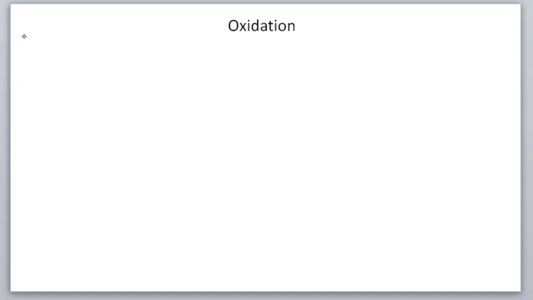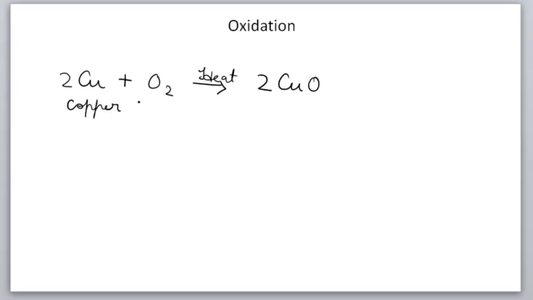First, let's begin with the oxidation reaction. I'll explain every reaction with examples. So the first example I'm going to show is 2Cu plus O2 on heating becomes 2CuO, which is copper and oxygen on heating become copper oxide.